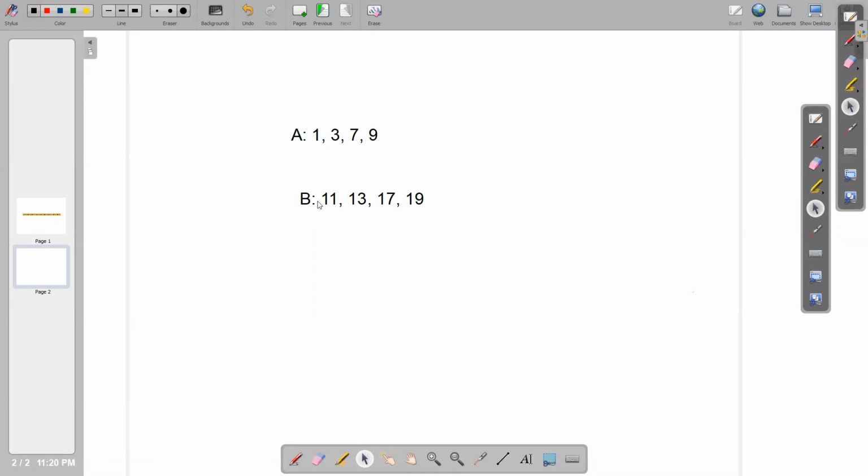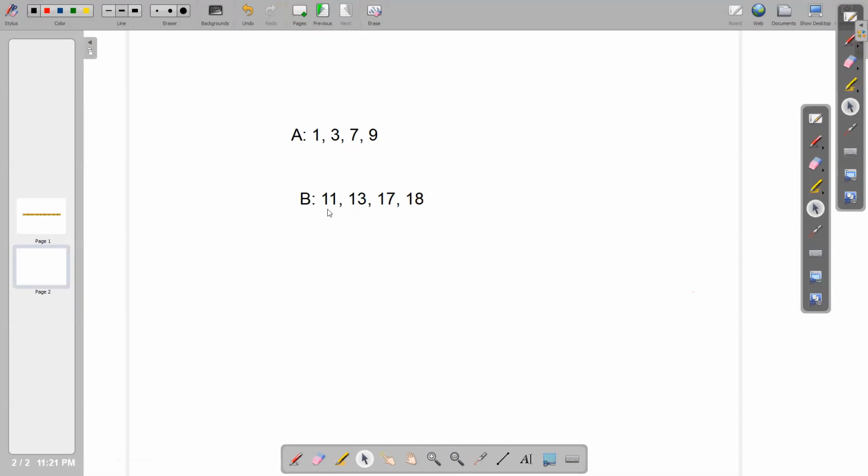So obviously, B has a larger mean, right? Because every number is bigger. What about standard deviation? When you look at it, it has exactly the same spread pattern, right? So difference by 2, by 4, by 2, by 2, by 4, by 2, right? So they should have the same standard deviation. So now, what if I change this 19 into 18?